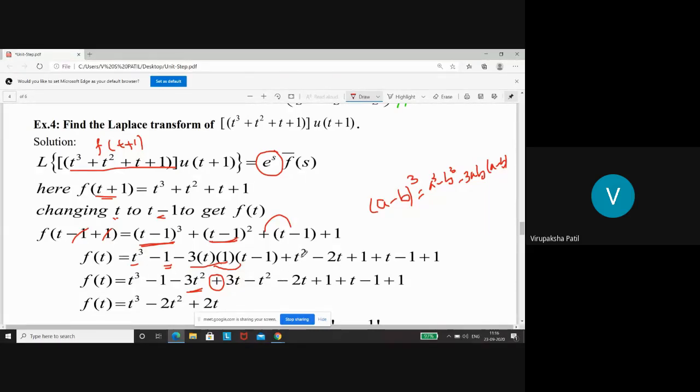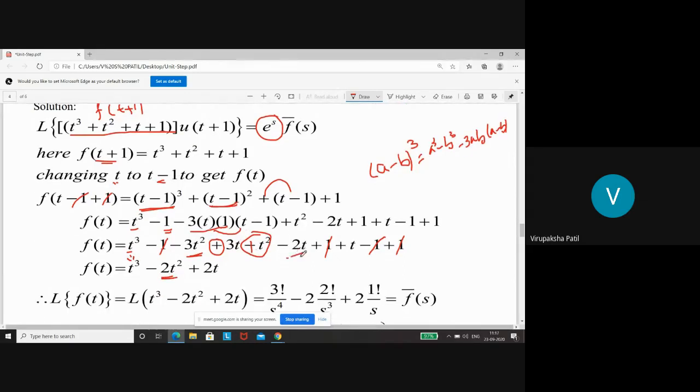This t square, I think it is plus, isn't it? Okay, let me check. This is plus t square. Then this is minus 2t plus 1 as it is, plus 1, plus t as it is, minus 1 as it is, plus 1 as it is. So we'll simplify this. This plus 1 and this minus 1 cancel. This plus 1 and this minus 1 cancel. So this t cube, you keep as it is, minus 3t square plus t square, you will get here minus 2t square.